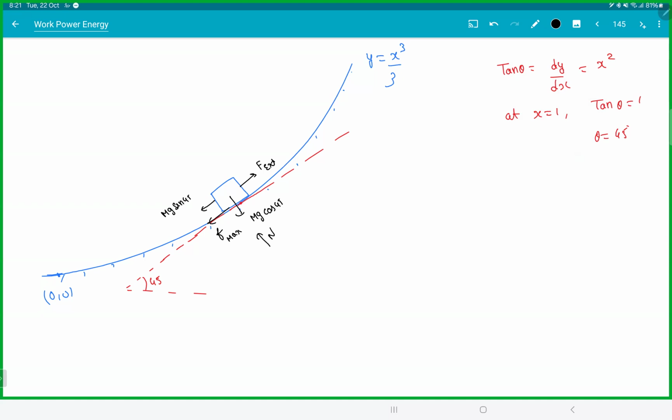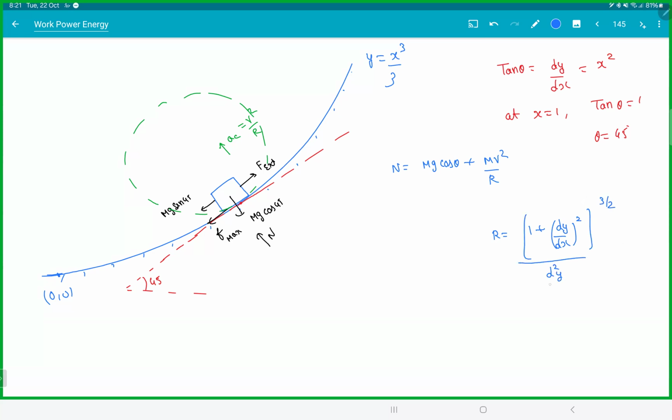Mg sine 45. So the catch in the question was this: since it is going in a curve, it's like going in a circle. There is a centripetal acceleration, which is v square by r. That's what most people forget. So your normal reaction is mg cos 45 plus mv square by r. How do you find r? We use the radius of curvature, 1 plus dy by dx whole square, power 3 by 2, divided by the double differential. And when you differentiate this, you end up with 1 plus x power 4, power 3 by 2, by 2x.